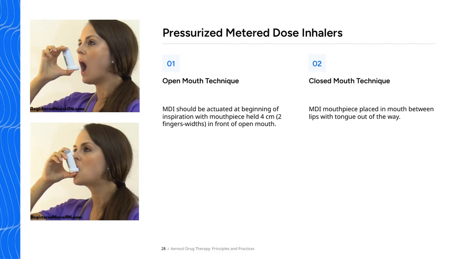The second technique is the open mouth method. In this case, you open your mouth wider, and the inhaler is held at the same distance, about 4 centimeters, in front of your open mouth. This technique can sometimes help deliver medication more effectively, especially for certain patients or specific medications. Remember, the key points here are positioning the mouthpiece correctly, choosing the appropriate technique, and coordinating the actuation with your inhalation to maximize medication delivery. These details are vital parts of ensuring effective aerosol drug therapy.